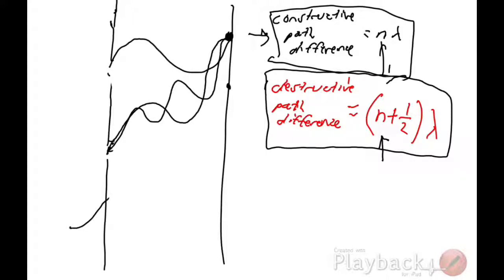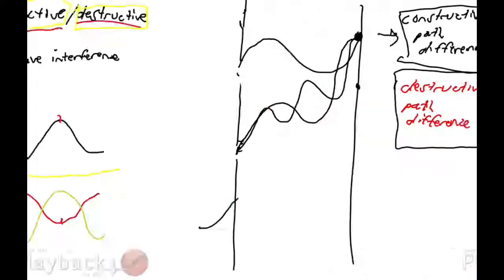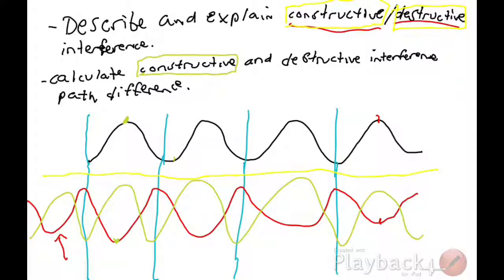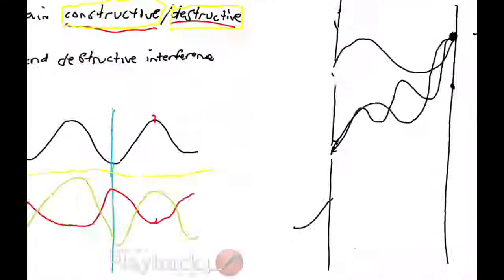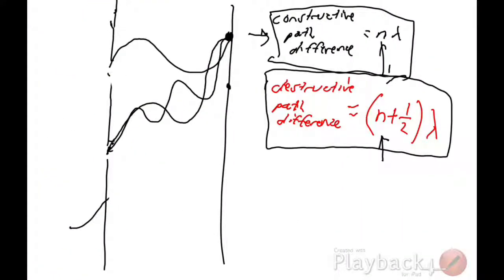We'll elaborate more on this later, but hopefully this makes sense. So can we describe and explain constructive and destructive interference? I hope so. Can we calculate constructive and destructive interference path difference? Yes, there's that equation right there. Or 2 equations. Constructive would be n times lambda. Destructive would be n plus 1/2 times lambda.